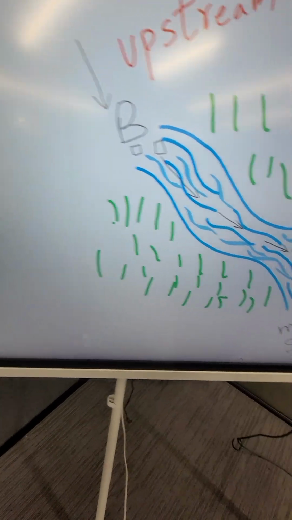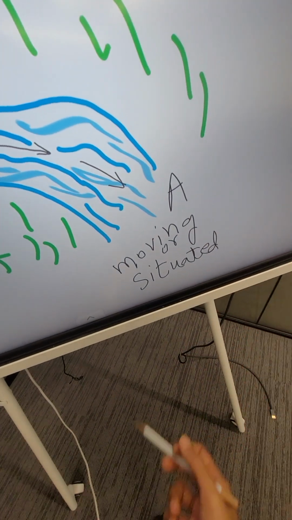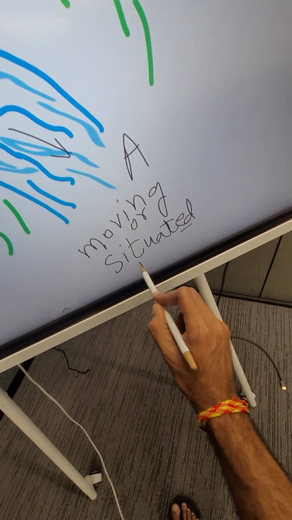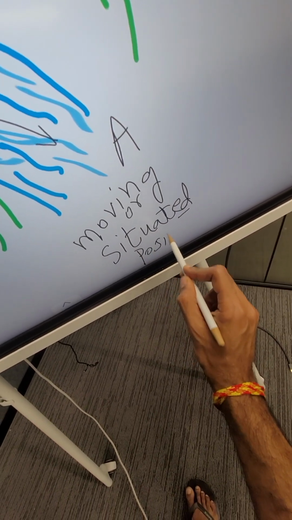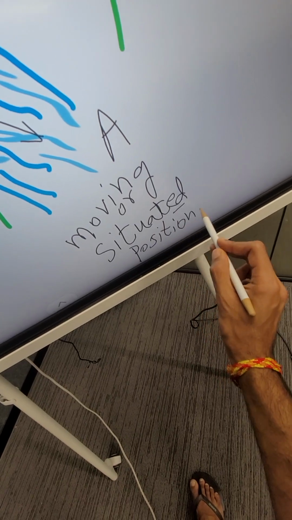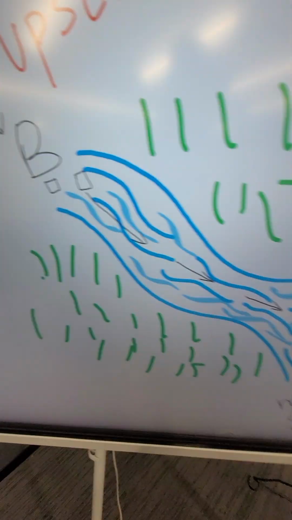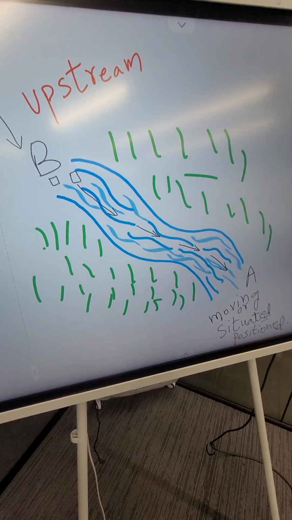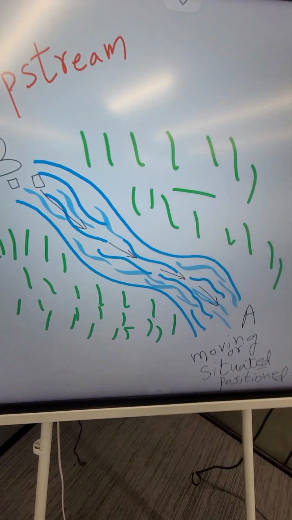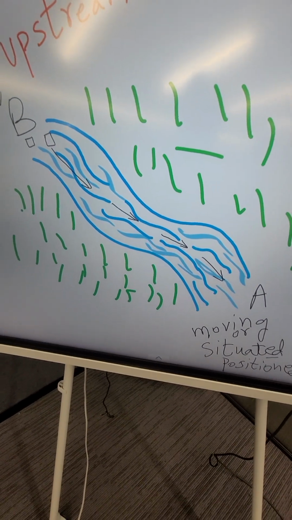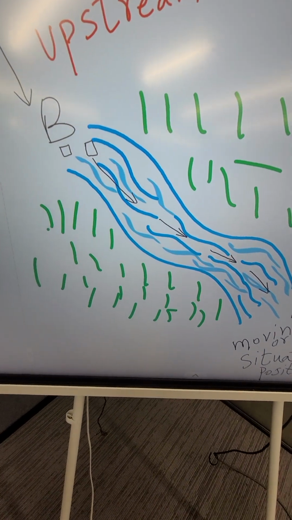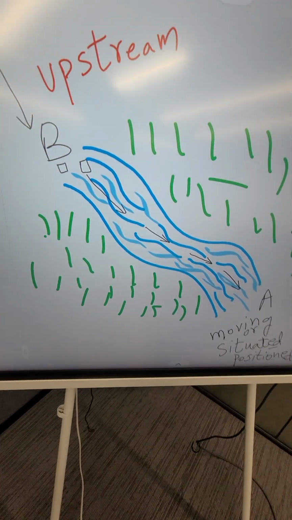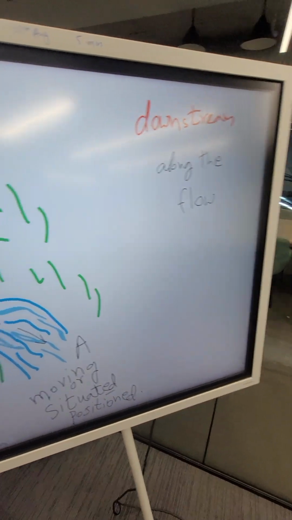So upstream is all about the moving direction or the position, where something is situated or positioned. Is it in the direction of the flow of the river, or the data packets in the context of computer networks? Or is it in the opposite direction of the flow of the river or the network packets? So that's what upstream and downstream are about.